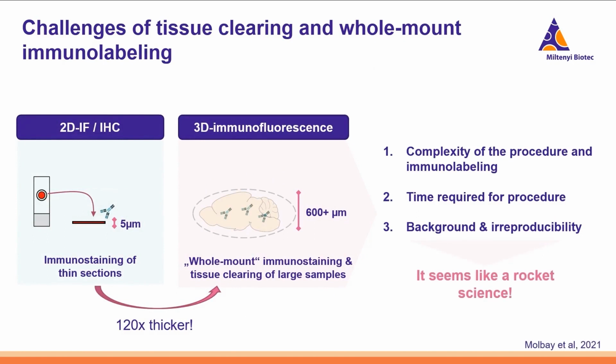So, as I said, the procedure for immunolabeling and also the clearing on top of that would be complex. The amount of time that you need for the labeling is a lot, and the background and irreproducibility of the data is always there. So all in all, it seems like rocket science. It seems like this is not possible to be established in the lab.